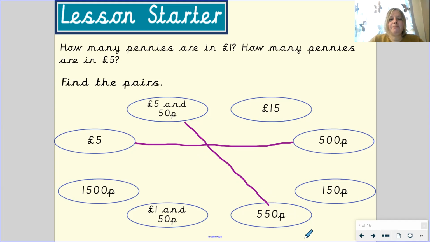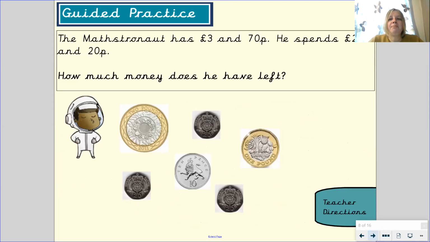Let's have a look at this one. If I've got £1 and 50p, let's start with my pound. How many hundreds are in £1? There is 100, or 100p, and 50p. So I would match this with £1 and 50p, which means that £15 is equivalent to 1,500 pennies.